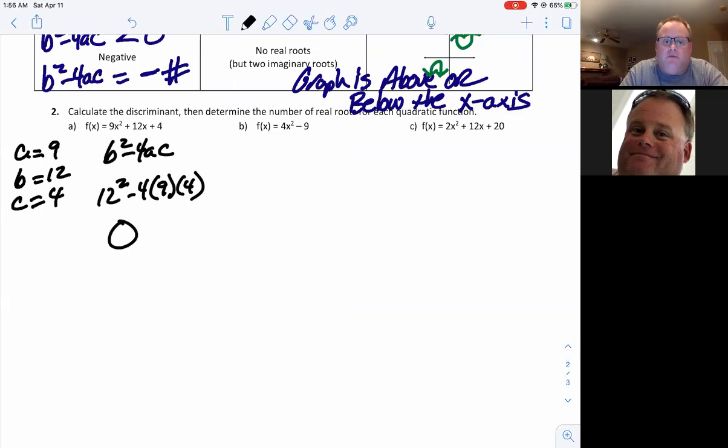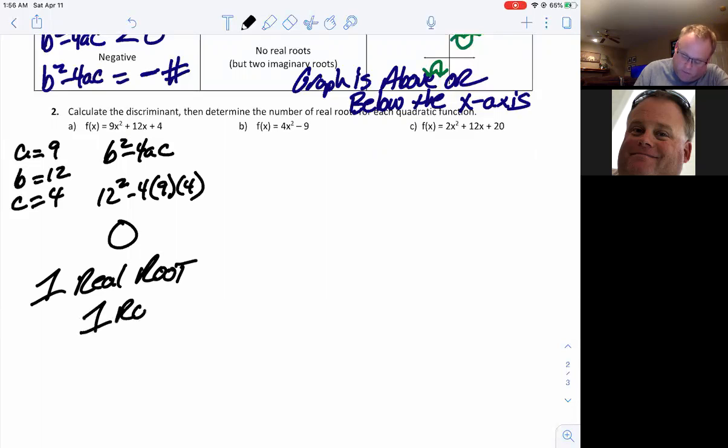So how many roots is this going to have? Well, it's going to have one real root, or just one root. And it's considered to be a double root, okay? So look at the next one.